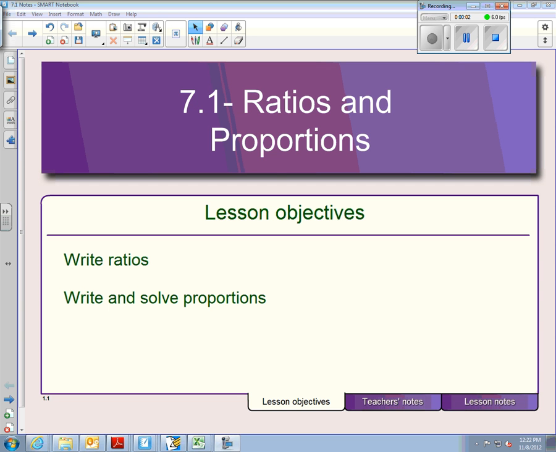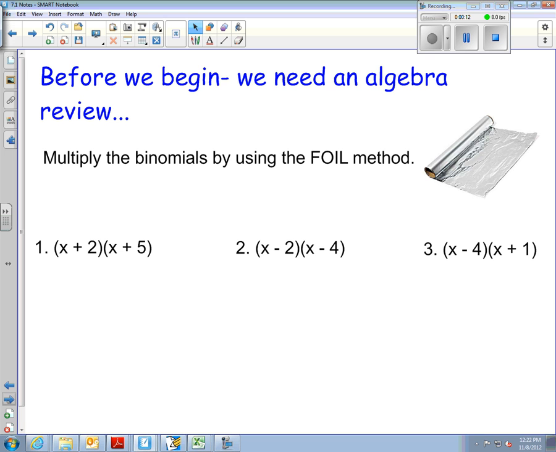Hi class, today we're going to start chapter 7, and our first section is going to be on ratios and proportions. Our objectives today are to write ratios and to write and solve proportions. So before we begin, we need an algebra review, and this will come up later in our lesson today.